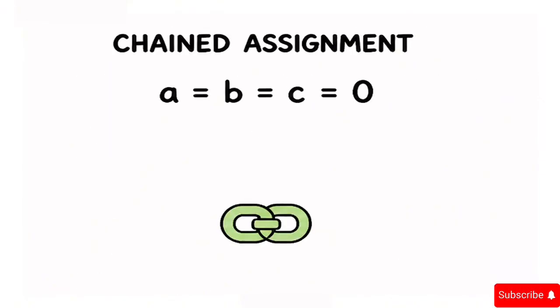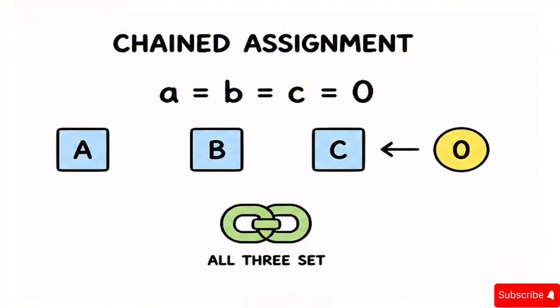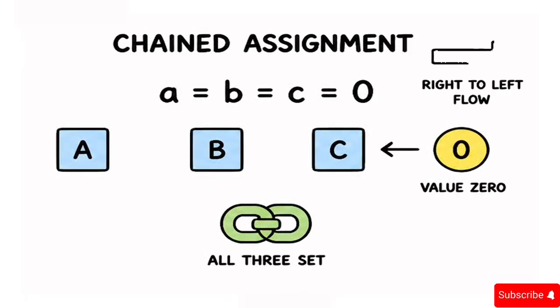Assignments can be chained. Writing a equals b equals c equals 0 sets all three variables to 0 at once. The value flows from the right and travels leftward through each variable.